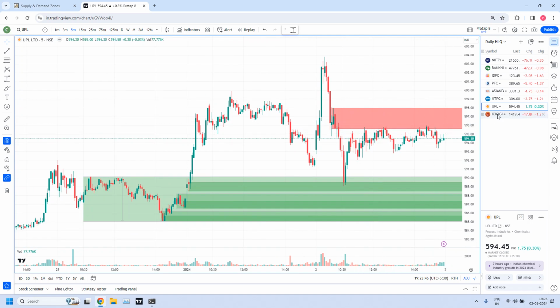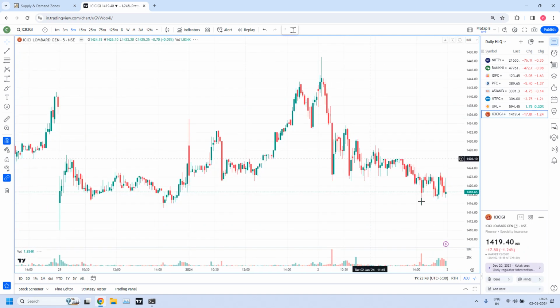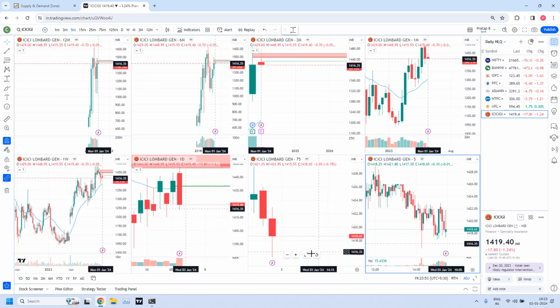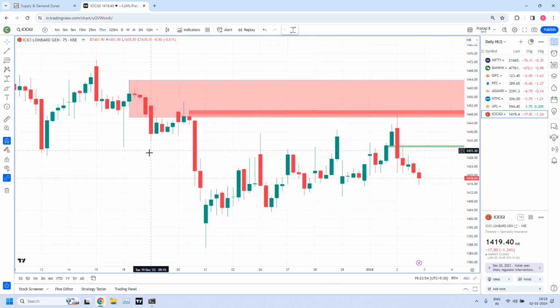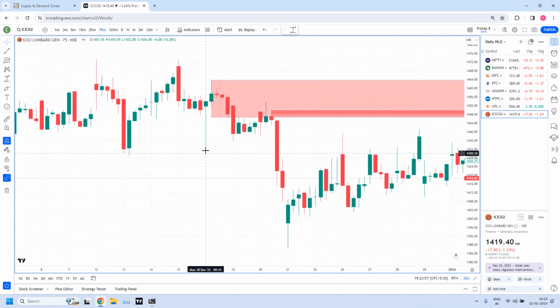Next one is ICICI GI. This is also another successful short trade today. This is a 75-minute zone. This is an ERC candle, 3 base candles, and actually this is also considered a base candle by our software, because this is not a valid leg out candle according to our software. And this is the valid leg out candle. So that is why it included everything as part of the zone.